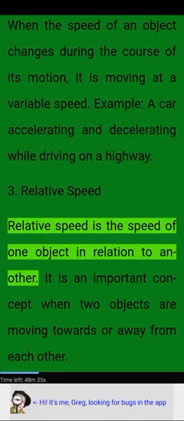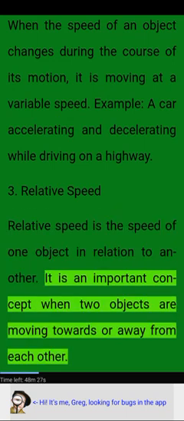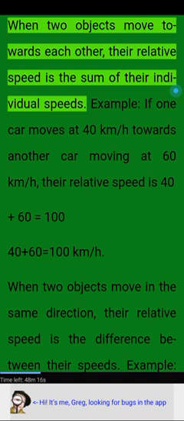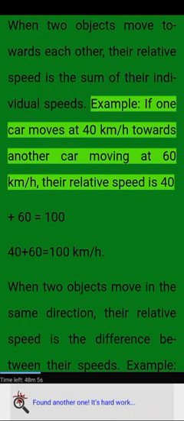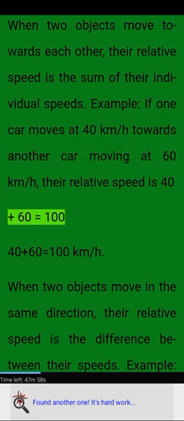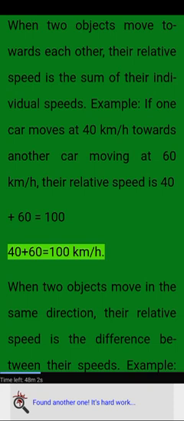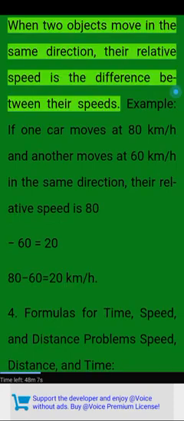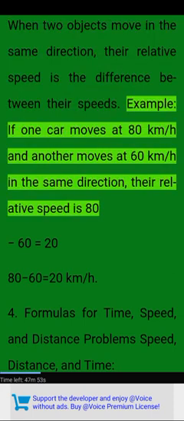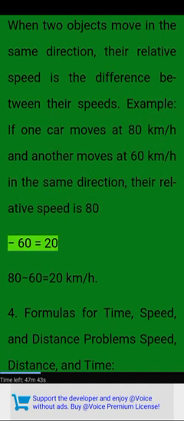3. Relative speed. Relative speed is the speed of one object in relation to another. It is an important concept when two objects are moving towards or away from each other. When two objects move towards each other, their relative speed is the sum of their individual speeds. Example, if one car moves at 40 km per hour towards another car moving at 60 km per hour, their relative speed is 40 plus 60 equals 100 km per hour. When two objects move in the same direction, their relative speed is the difference between their speeds. Example, if one car moves at 80 km per hour and another moves at 60 km per hour in the same direction, their relative speed is 80 minus 60 equals 20 km per hour.